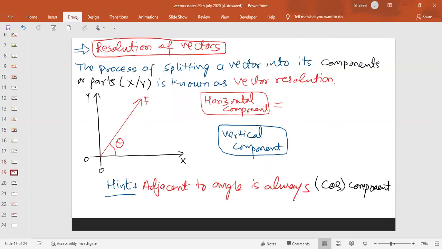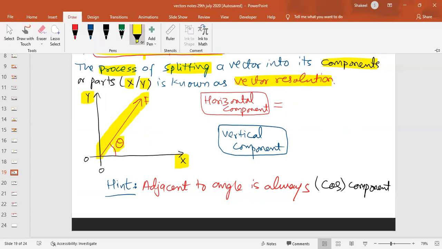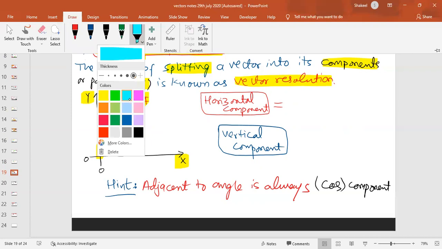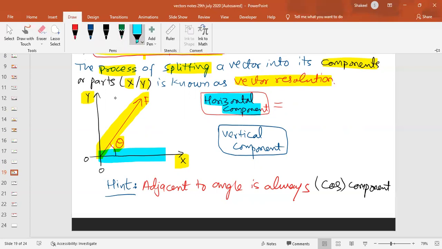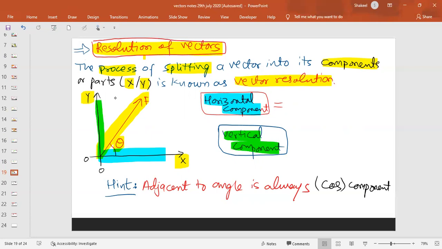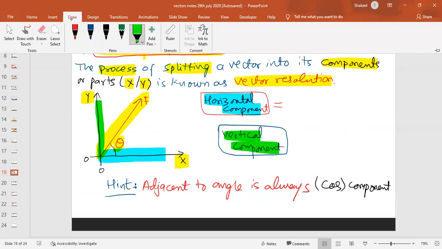Moving forward to the last topic, which is very important, resolution of vectors. Like resolution of vector is actually a process of splitting a vector into its components or parts, and those are X and Y. So that is known as vector resolution. For example, this is X-axis, this is Y-axis, and this is a vector F with an angle theta over there. So what we are going to do is we're going to resolve it in a horizontal component, that the part of vector which is acting along X-axis, and then we are going to convert it into vertical component, that is the part which is acting along Y-axis. So how to do that?